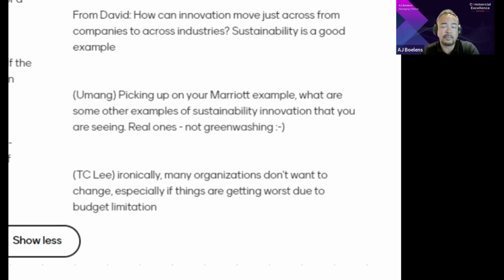So this is a problem that a lot of organizations have. And so we need to learn from best practices on who's doing a good job of measuring impact in terms of sustainability. TC says, ironically, many organizations don't want to change, especially if things are getting worse due to budget limitation. Yeah. So when times are tough and you're in survival mode, is it a good time to invest?